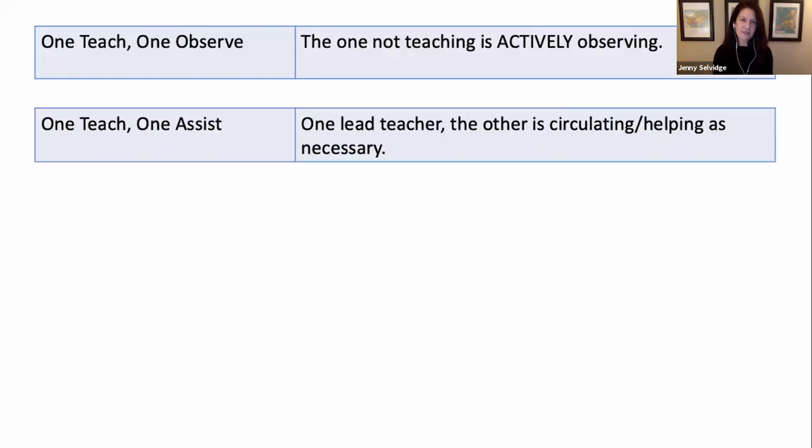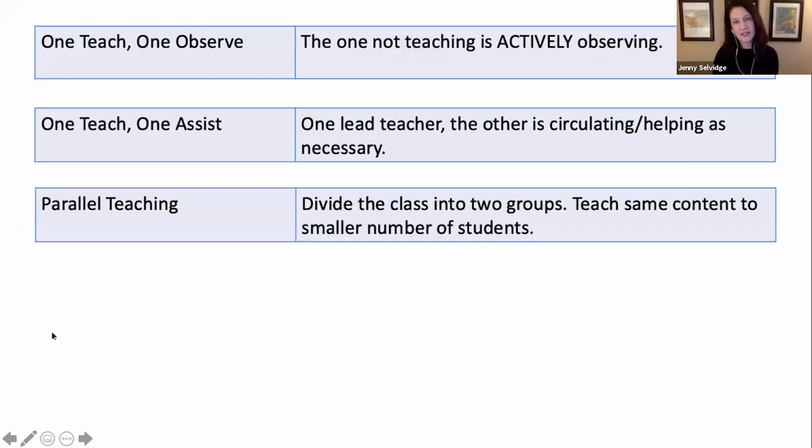The second one is pretty self-explanatory. The person not teaching is circulating around the class and helping as necessary. The next one, parallel teaching. Parallel, you're in the same direction, right?